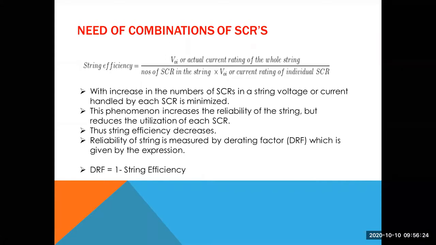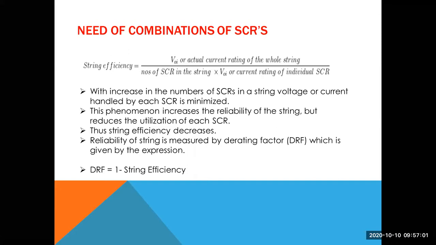Whereas in the practical case, string efficiency is less than 1 because it will not cross the value of 1, it will not cross 100%. For example, if the string efficiency of a practical string of connected SCRs is 0.9, then the derating factor will be 1 minus 0.9, which is 0.1.